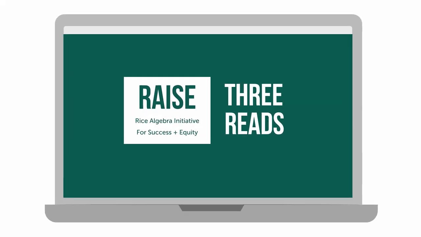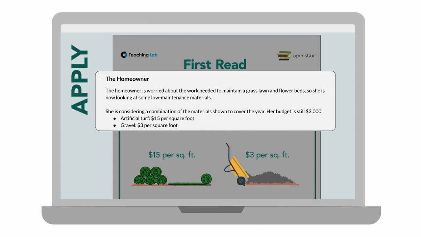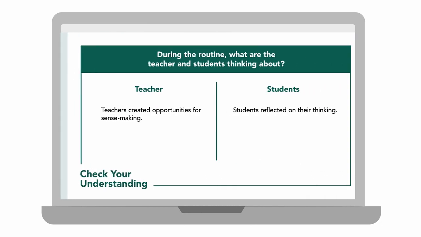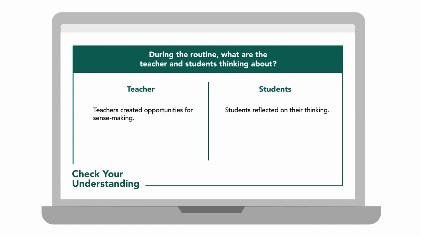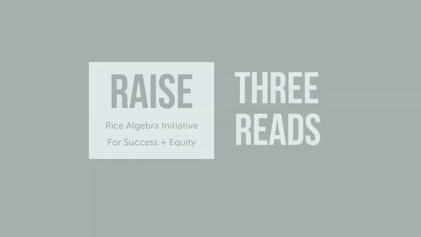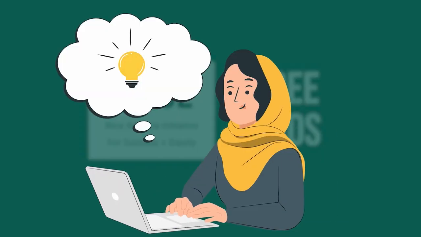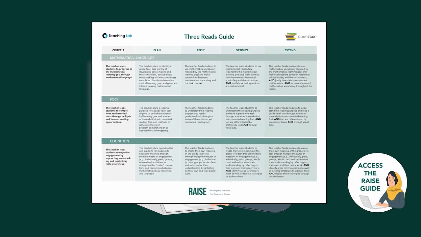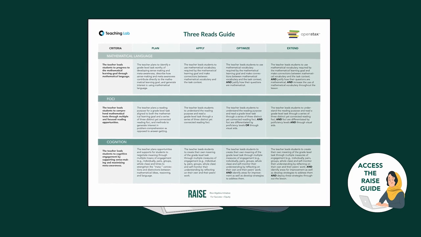We set the purpose to make algebra accessible to all students. We also looked at and engaged in the criteria for effective implementation of 3 reads. Now it's time for you to determine your next steps. Where will you focus your energy to effectively implement 3 reads for your students? First, reference the guide before we ask you to consider these questions.